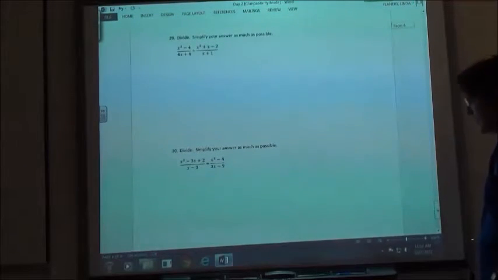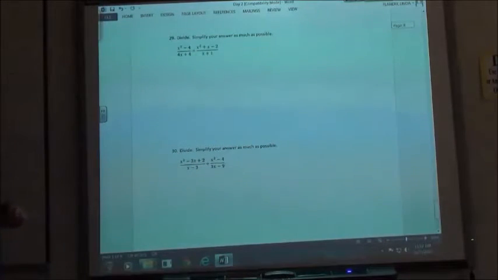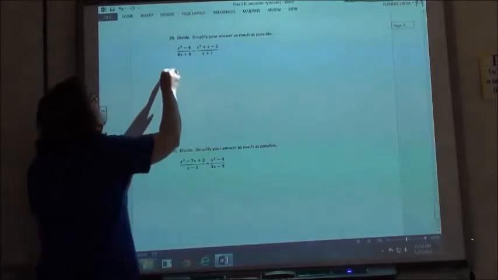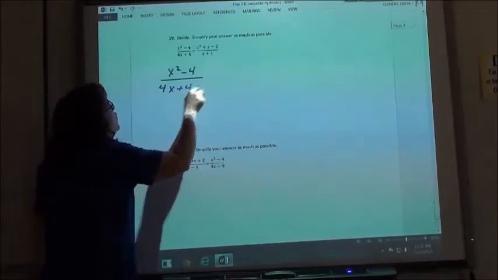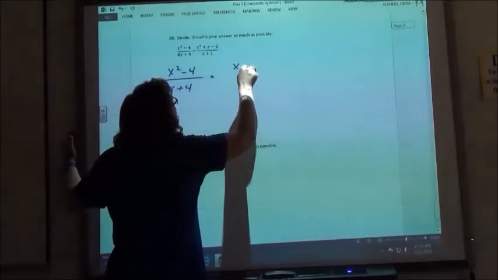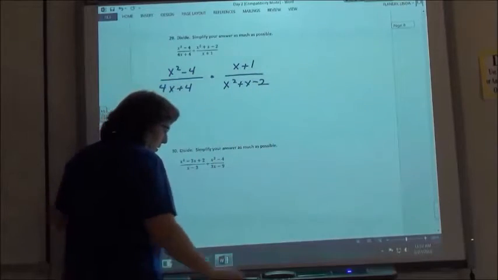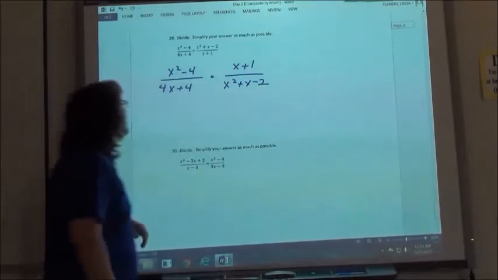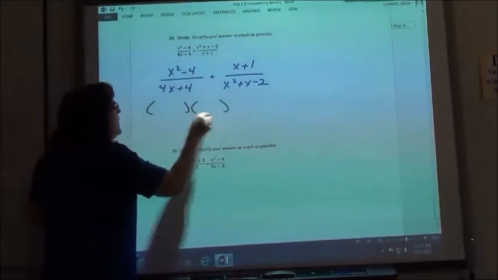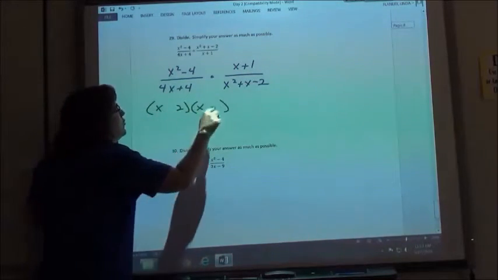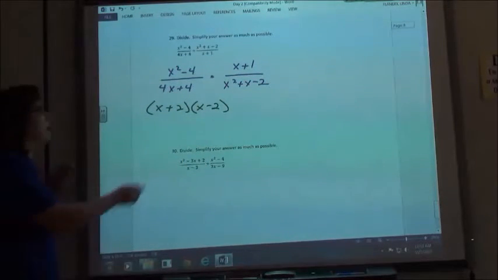Number 29, same kind of thing. I'm dividing fractions. I know that when I divide fractions, I have to invert and multiply. So x squared minus 4 over 4x plus 4 times the reciprocal, x plus 1 over x squared plus x minus 2. Then I'm going to go ahead and do my factoring. Again, this is the difference of perfect squares. X and x, 2 and 2, x plus 2 and x minus 2 is how that's going to factor out.